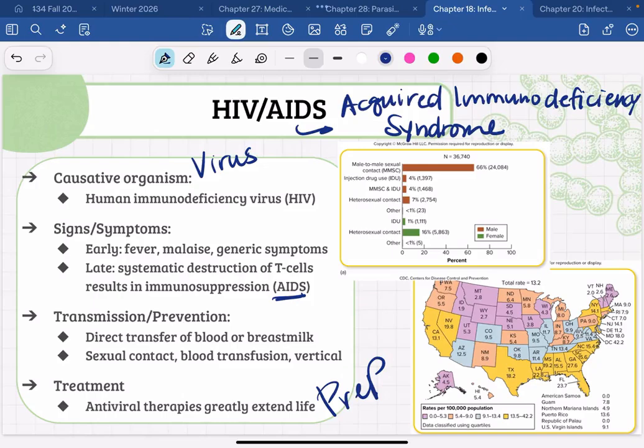So living with HIV is a lot different than it was 20 years ago, 30 years ago, 40 years ago. The lifespan is a lot longer, and there are much better ways to protect yourself from getting HIV and extending your life even after you get it.